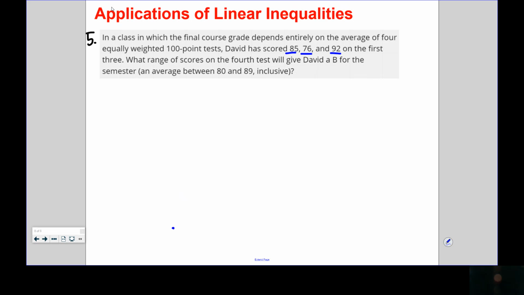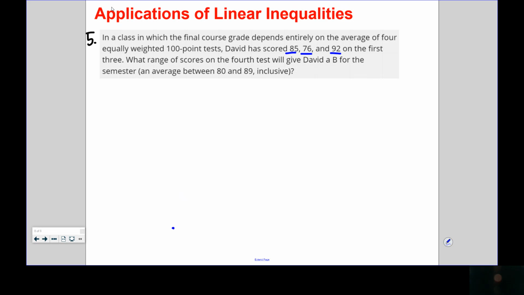All right, so if you want to take a picture of it, it's kind of long, but it says, in a class where the final course grade depends entirely on the average of 4 equally weighted 100-point tests, David has scored an 85, a 76, and a 92 on the first 3. So he's in this class. Your entire grade depends on your test average. He has 4 tests. He's already taken 3 of them. He's made an 85, a 76, and a 92. What range of scores on the 4th test will give David a B for the semester?